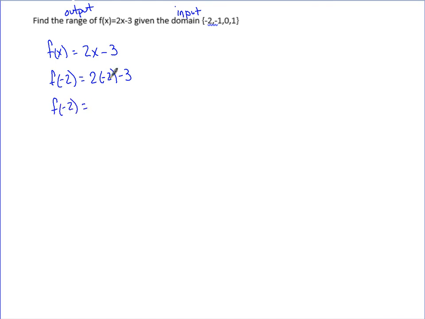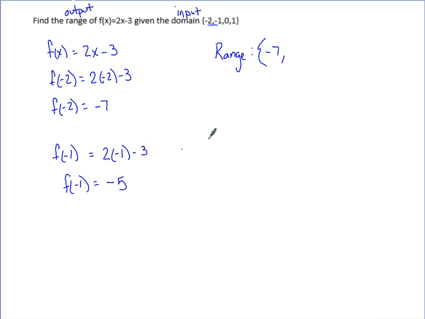So f of -2 is equal to 2 times -2, which is -4. And then -4 minus 3 is -7. So part of my range is -7. And that's going to go in my bracket. Then I'm going to do the same thing with every single x value. So next I'm going to do f of -1. I'm still using the same rule, 2 times -1 minus 3. So f of -1 is equal to 2 times -1, which is -2, minus 3, which would be -5. So then I add -5 to my list of range. And then I repeat that process for f of 0 and f of 1.